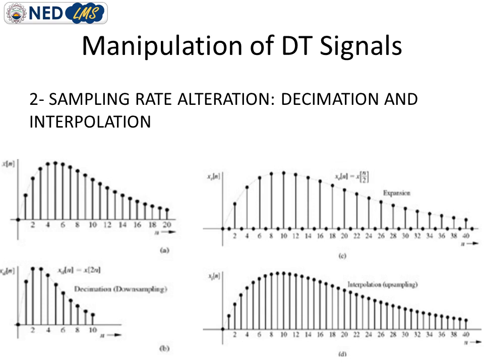This sampling rate alteration is somewhat similar to the time scaling in continuous time signals, which we discussed in the previous slides. To understand this concept, consider a signal x of n as shown in the first figure highlighted by the indicator. Please see this figure. This is the original signal x of n, and we have to compress this signal by a factor m.